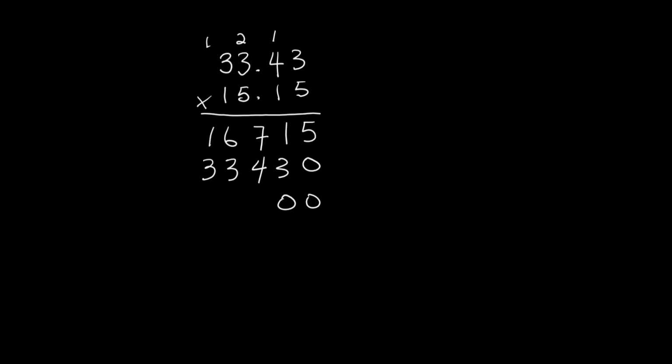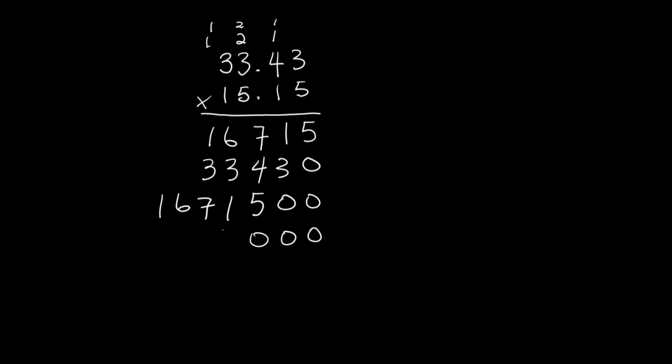And let's continue. So 5 times 3, that will be 15. Carry 1. 5 times 4, that will be 20. Plus 1, that's 21. Carry 2. 5 times 3 would be 15. Plus 2, 17. Carry 1. And 5 times 3 would be 15. Plus 1, and that would be 16. And as we're skipping another line, we add 3 zeros.